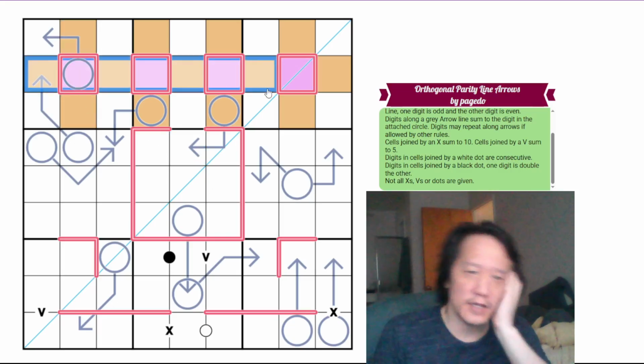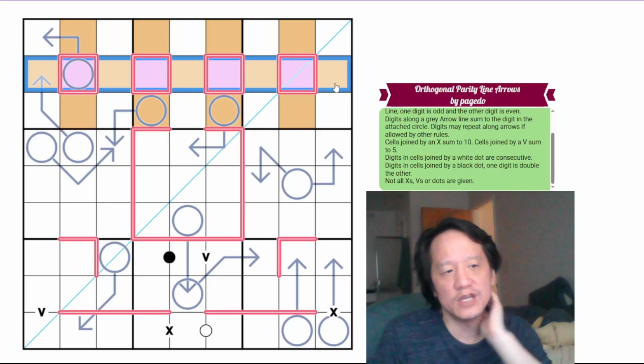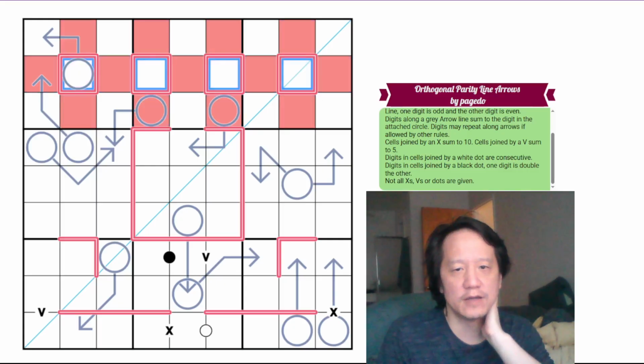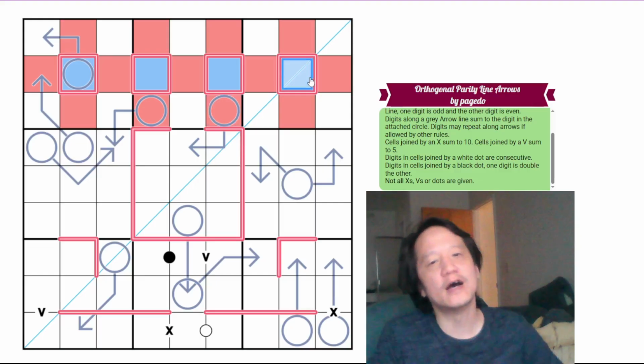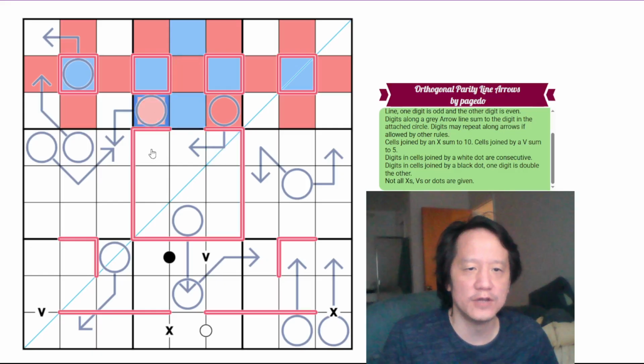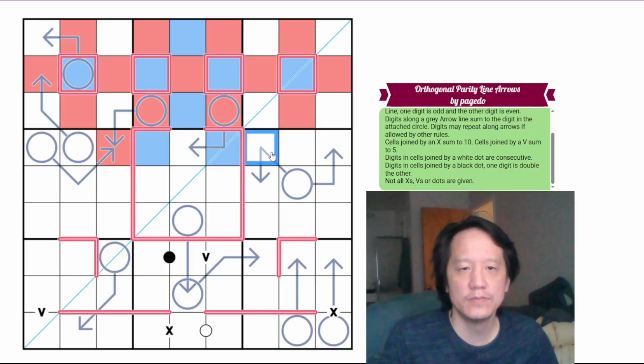We know in every row there can only be 4 evens and 5 odds. So therefore the oranges are odd, which will make them red, and the other ones are even, so make them blue. We already have in this upper central box 5 odd digits, which means these must be even. These odd digits are opposite even digits along the orthogonal parity line. That makes these digits odd also. This must be odd to be on the other side of the orthogonal parity line from an even digit.